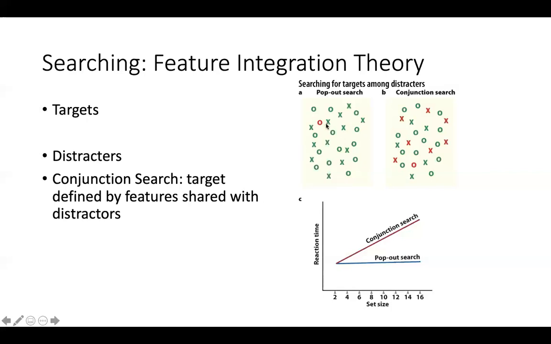Whereas the important thing about the pop-out search is that the target has a property which is 100% unique to it. Redness is that property here. There is no such property in the conjunction search because red and shape are shared with many of the other distractors. So let's do some examples. Is this a pop-out search or a conjunction search? Pop-out. It is a pop-out search because of what property that is unique to the target? The color. The color once again.